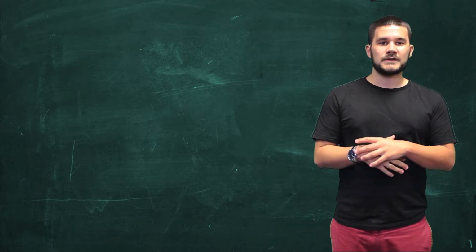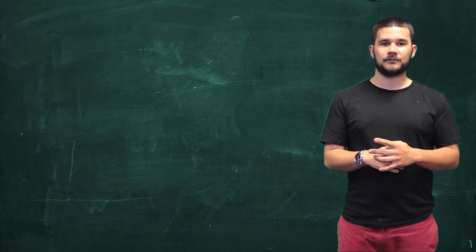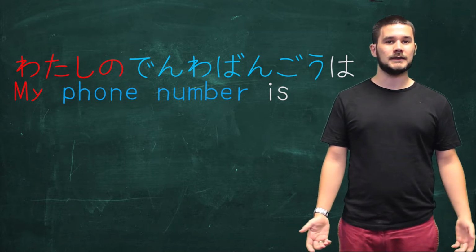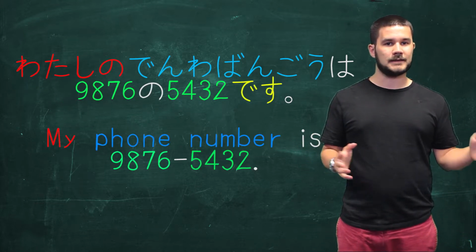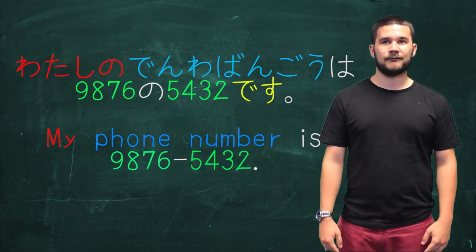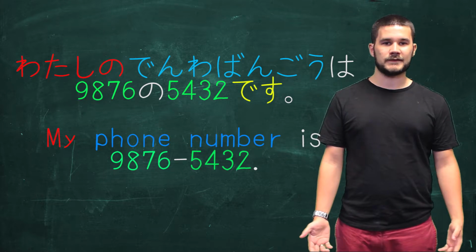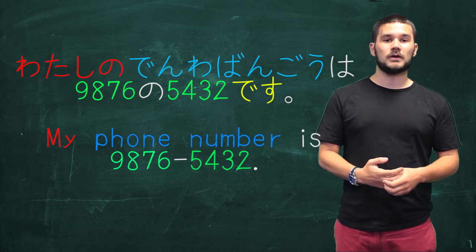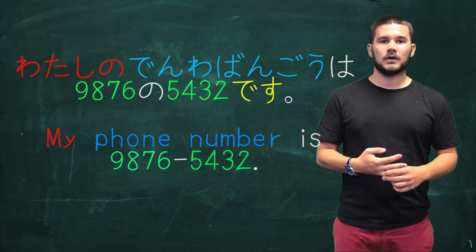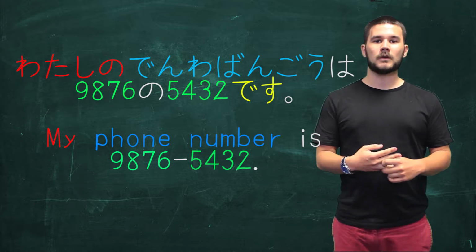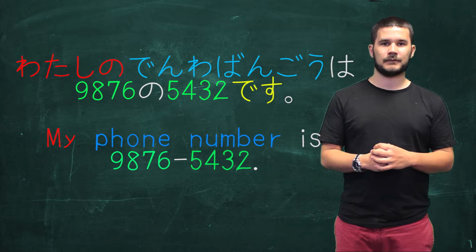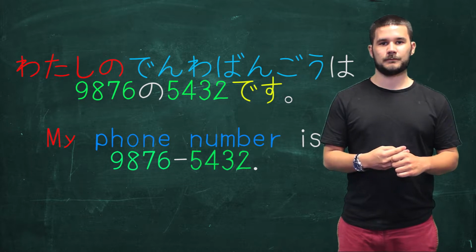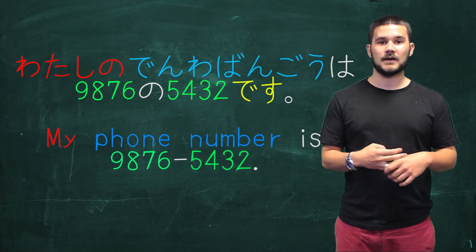Okay, so to answer the question, 電話番号は何ですか? You need to say, 私の電話番号は, so my phone number is, put your phone number and then des. So, let's say my phone number is 9876-5432. I would say, 私の電話番号は9876-5432です。My phone number is 9876-5432. And that's how you can answer the phrase, what is your phone number?